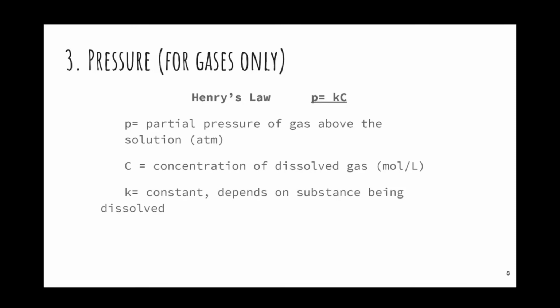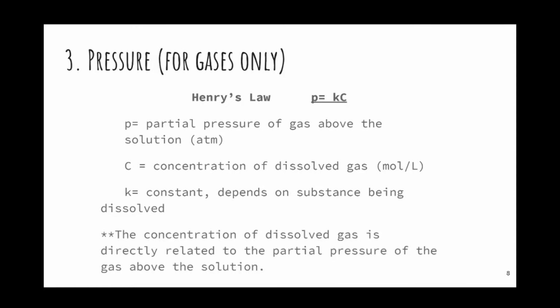So if we're talking about bromine, they would all have the exact same K because we're talking about the same substance. The concentration of dissolved gas is directly related to the partial pressure of the gas above the solution. What that means is that the higher the partial pressure of the gas above the solution, the more soluble the gas will be. Again, I like to think of the idea of a soda. If you have a soda or a can under pressure, there is a lot more gas that can be dissolved, and they actually have it in a can so that we can keep the carbonation in there.